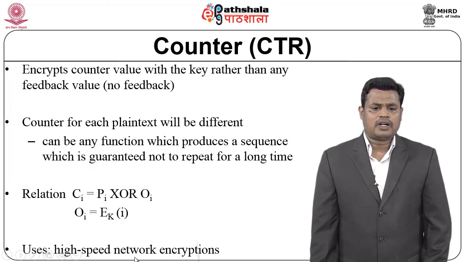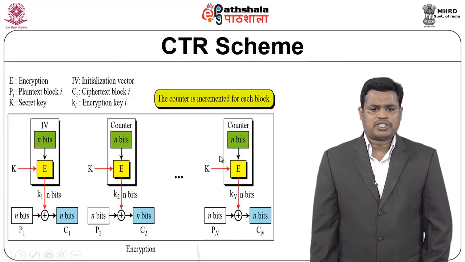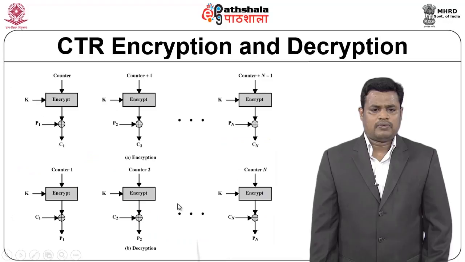It is mainly used in high speed network encryption, where I want to send more data at a higher data rate; for such applications we use the counter mode of operation. This scheme takes the IV, the key k and an n bit counter, which is XORed to generate the ciphertext. Each and every time there is a counter, and instead of taking feedback from the previous block, it uses the counter. This counter helps generate a new ciphertext block.